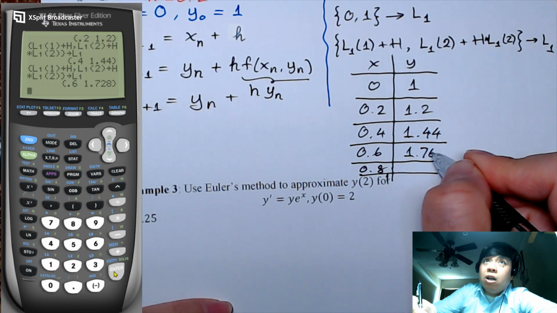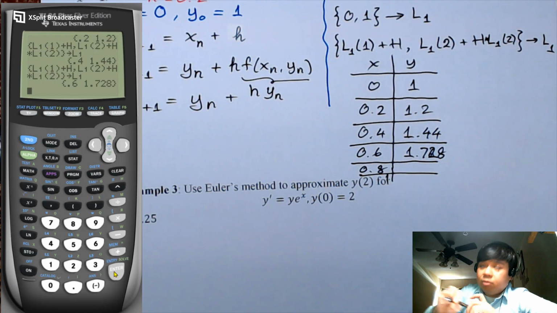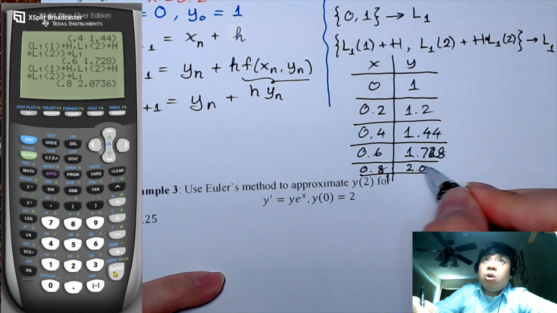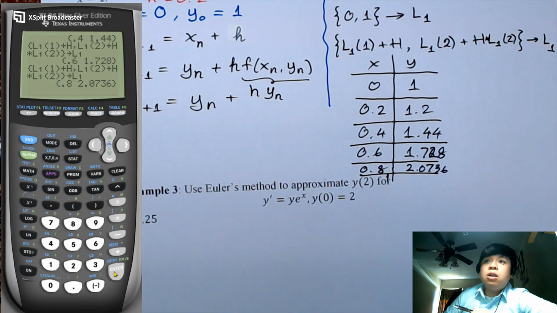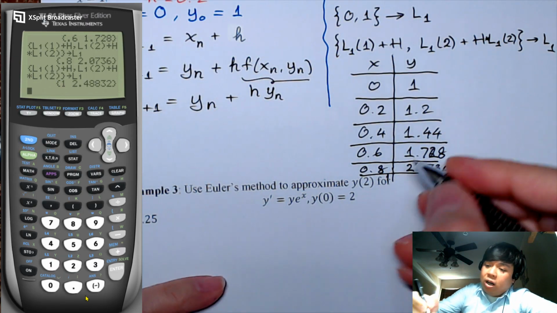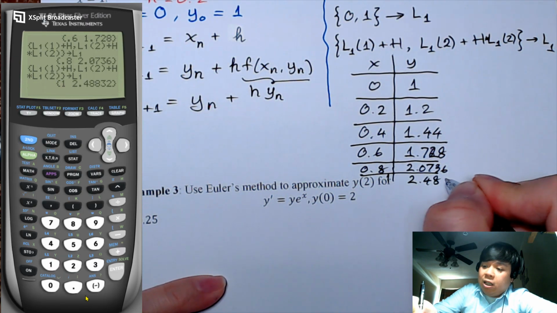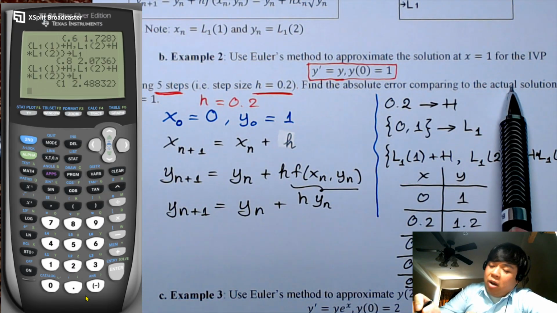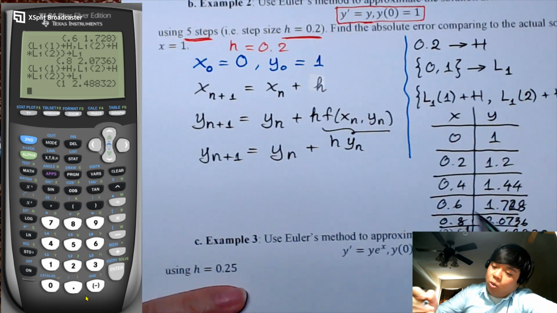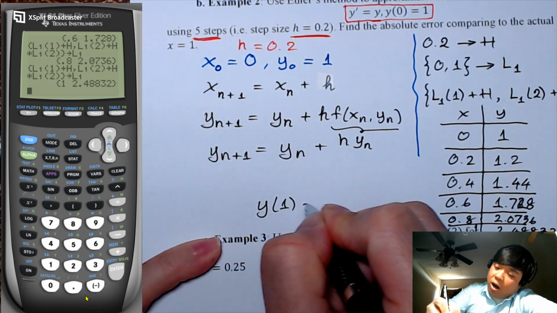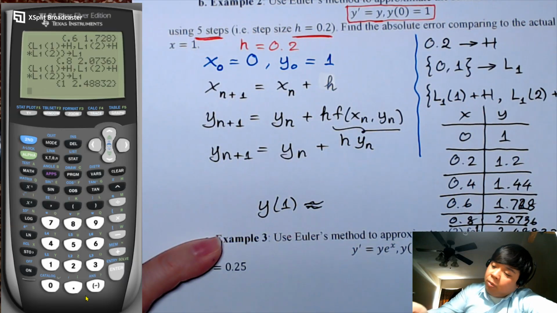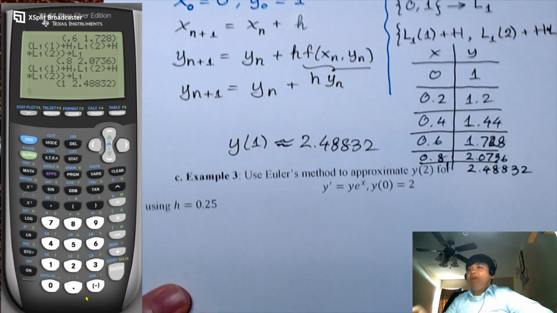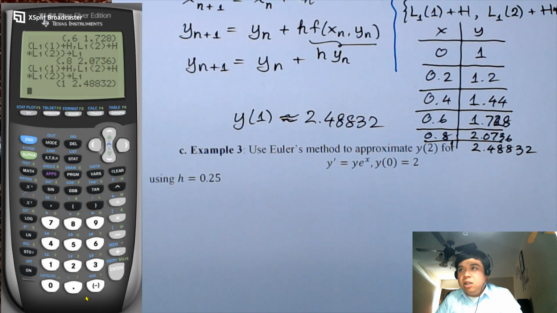1.76, 2.0736. One more time, 1 and 2.48832. And the question, I will not ask you to compare that. Just find the solution at x equal to 1. So we say when x equal to 1, y is approximately equal to 2.48832. Okay, so that's how we solve the problem using the Euler method.